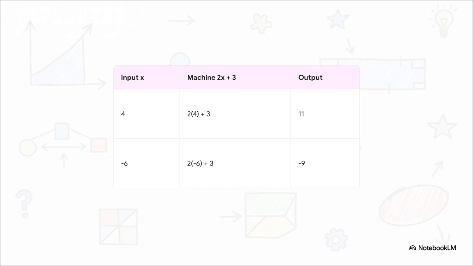This is what we call a dynamic function. If our input, our x, is 4, we just drop it into the machine. The machine multiplies it by 2 to get 8, adds 3, and spits out an output of 11. Simple, right? If we drop in a -6, the machine goes to work again. 2 times -6 is -12, plus 3, giving us an output of -9. The beauty of this is that every single input has a very specific, totally predictable output.